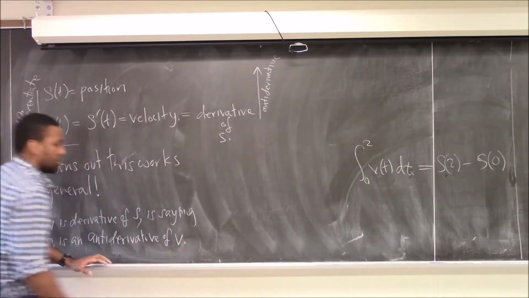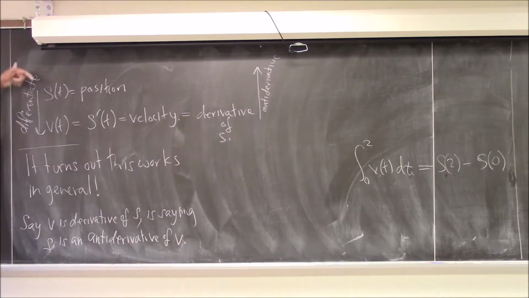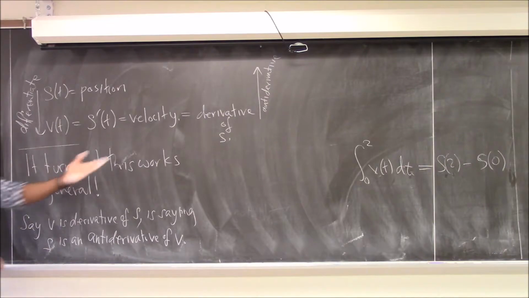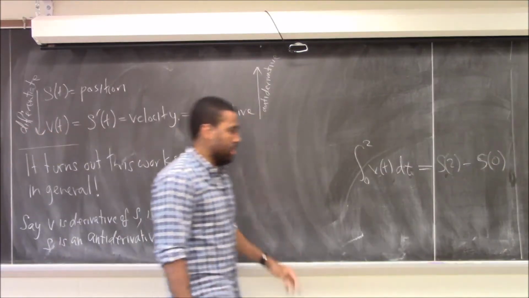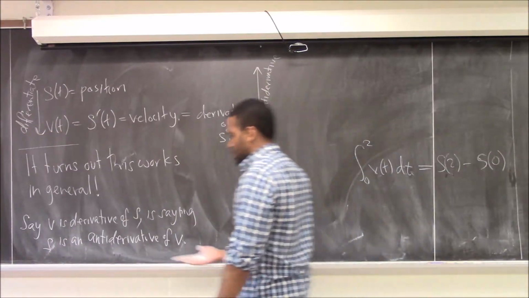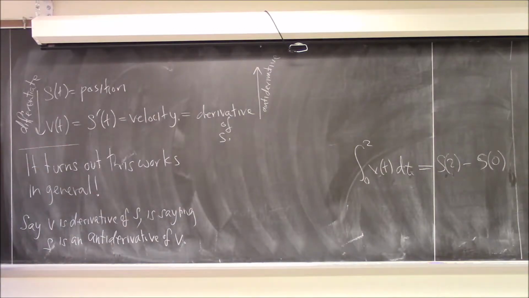Of V. Right? So you can go forwards and backwards. I can differentiate to come here. I want to go back. We say I anti-differentiate. It's not always possible to do this, but we're going to look at cases where we can do this. Right? Not every function you can anti-differentiate.